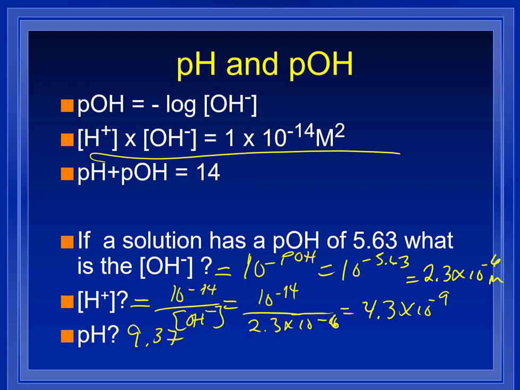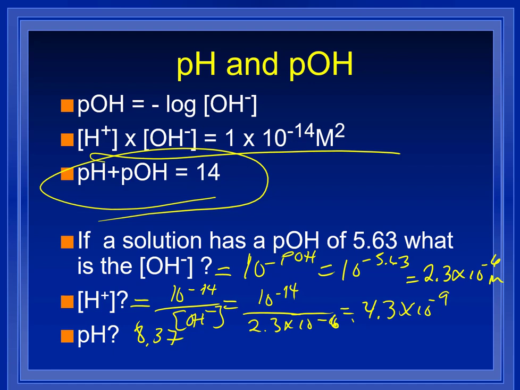It's 8.37, you're right. Okay, how would I get that? What could I use to figure out pH? Or the lazy way, so I can do it in my head. Once I know the pOH, the easy way is to subtract it from 14. I don't need a calculator.